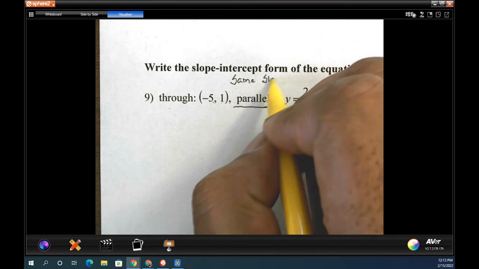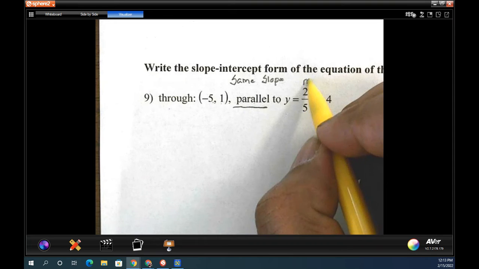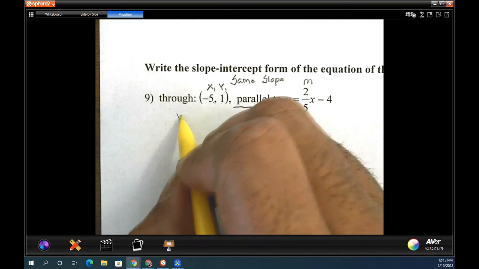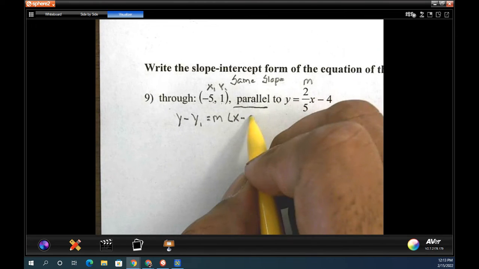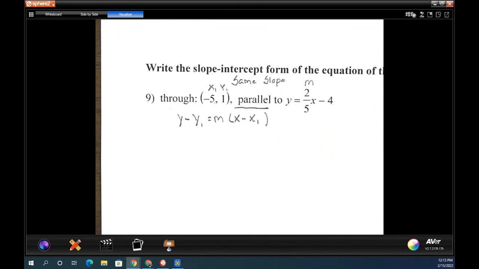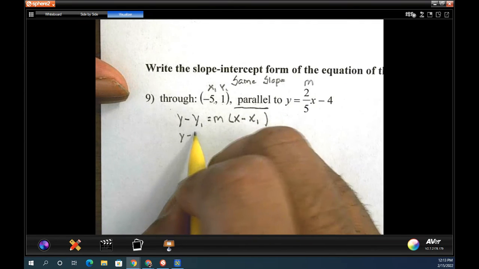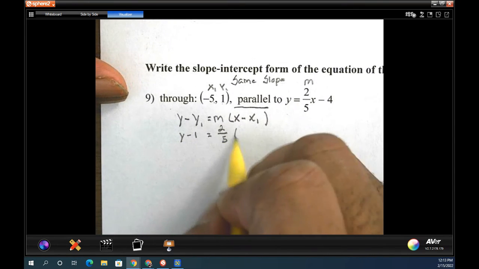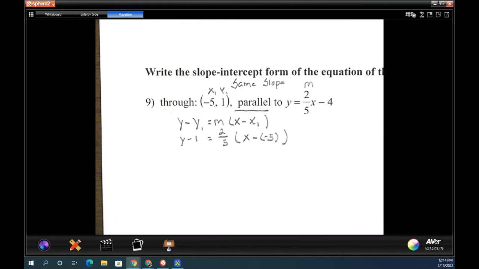So here's the deal. There's your m you're going to use. Here's your x1, y1. Because all we did was use point slope formula: y minus y sub 1 is equal to m times x minus x sub 1. We start with our same formula that we used all last week. Now, let's put everything in. This would be y minus 1 is equal to, the slope is 2/5, times x minus negative 5.